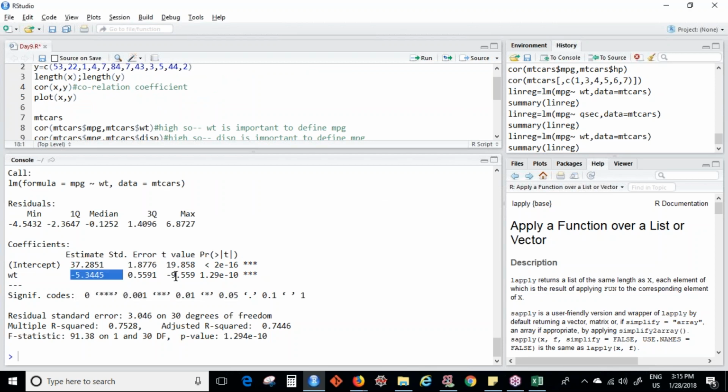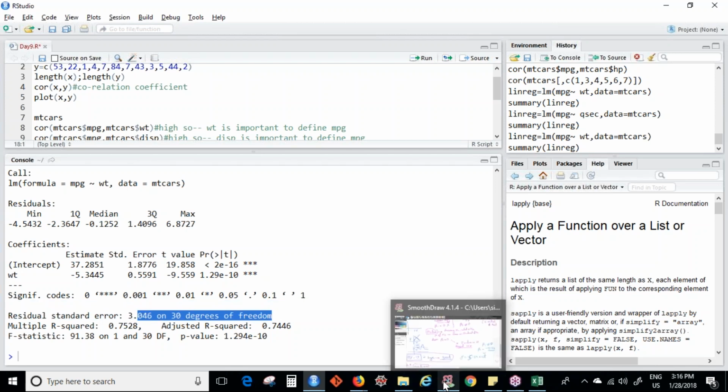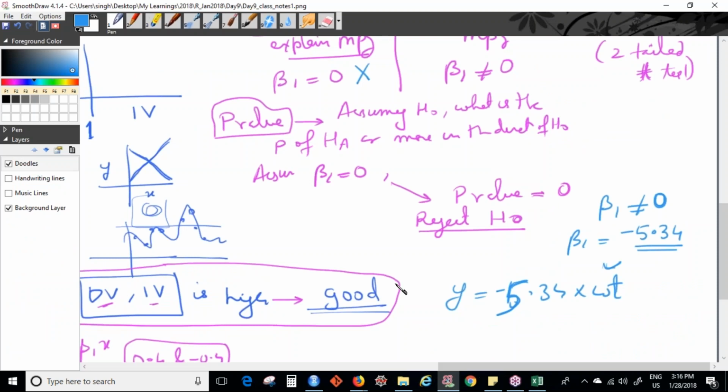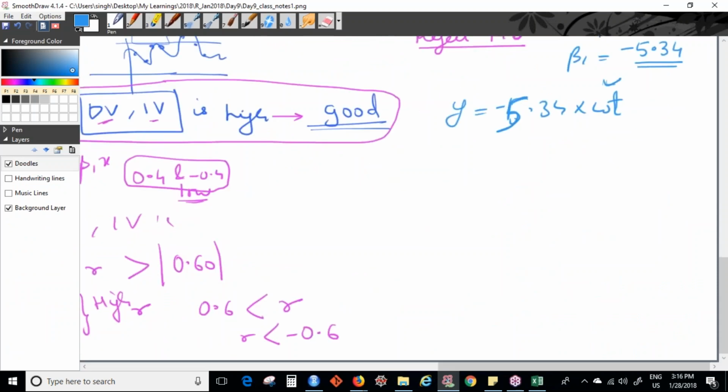After this, what do we have? You have the residual standard error, which again you can ignore, on 30 degrees of freedom. So what is degrees of freedom? People from a mechanical background would have read about degrees of freedom. It is a very difficult concept to explain, so let me give you an intuition. Let's say I tell you that the sum of three numbers is 5.